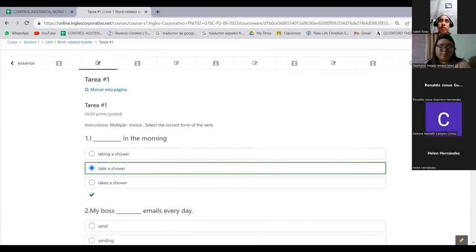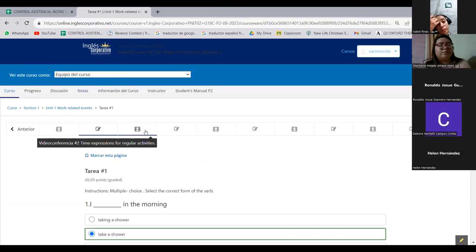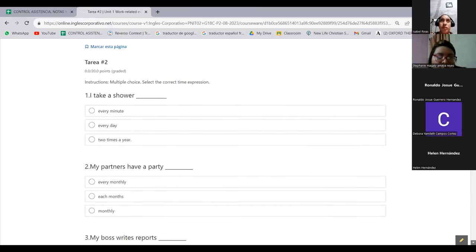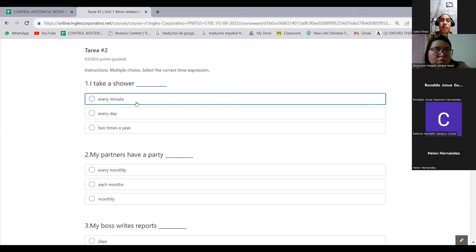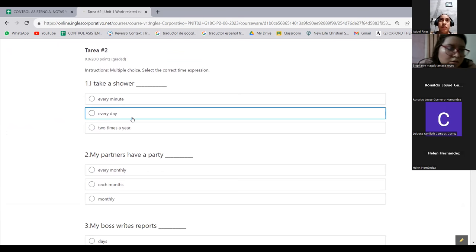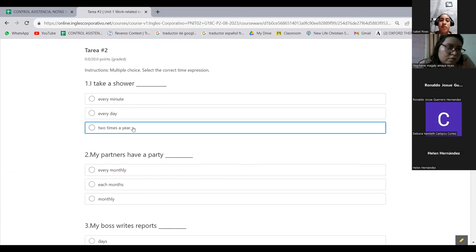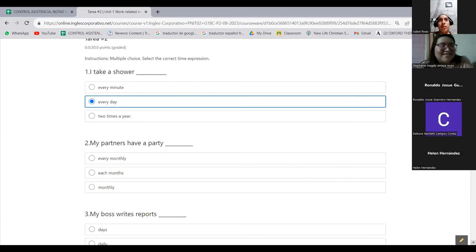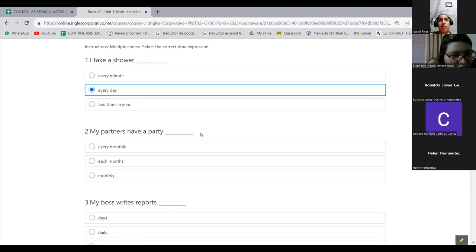That's great. Number two, it's under the topic time expressions for regular activities. Okay. Select the correct time expression. This is a multiple choice format too. Number one, I take a shower. Every minute? Every day? Well, or two times a year? Do you take a shower two times a year? Every day. Only on Christmas Day. My partners have a party. Every monthly? Tell me.